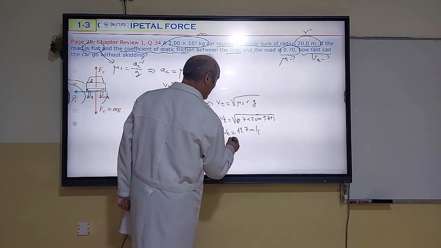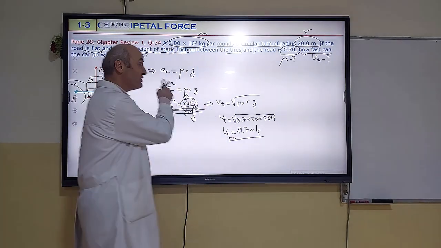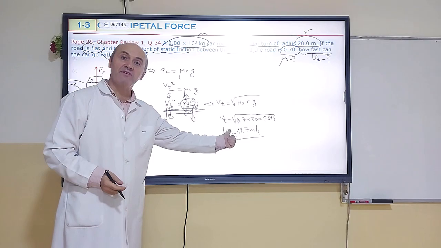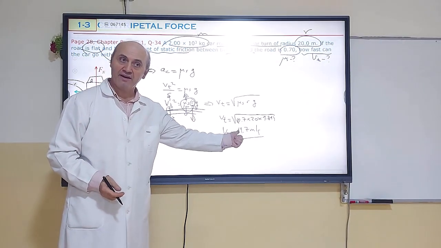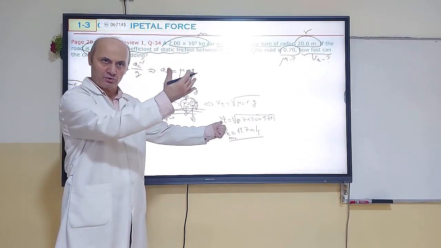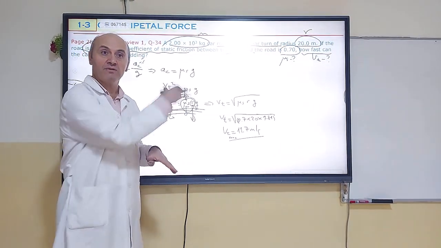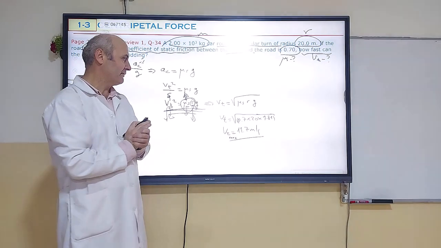This is the maximum speed this car can have. If the speed of the car is greater than that, slightly greater than that, this car will start skidding on the road and it's not going to follow a circular path. It will tend to follow a straight line path. Okay.